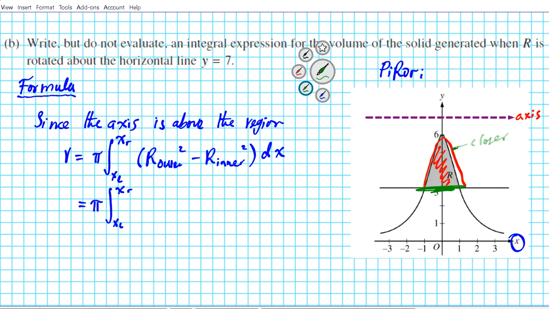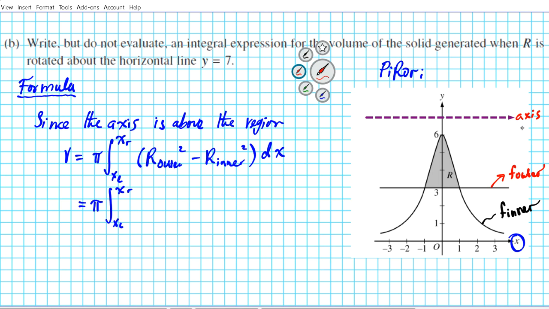So let's go ahead and specify what our outer function is. Since this is further out, this is going to be f outer, and then since this one is closer in, this would be our f inner, relative to your axis of rotation. All right, so our outer is going to be the radius of separation from the outer function and your axis. Let's call this A.